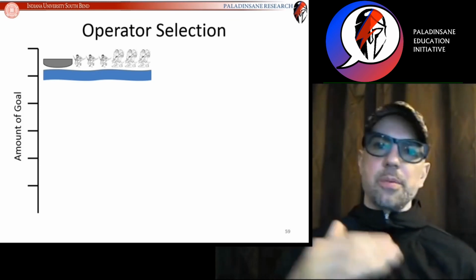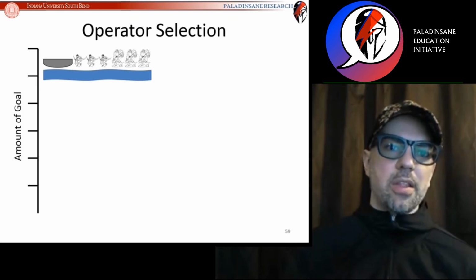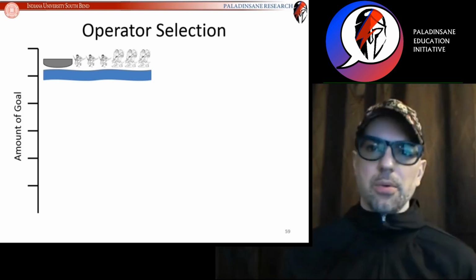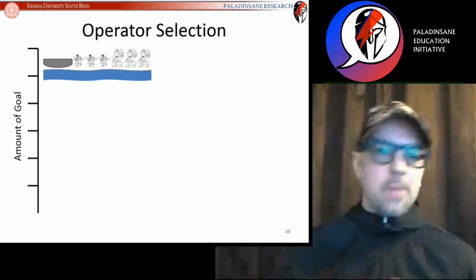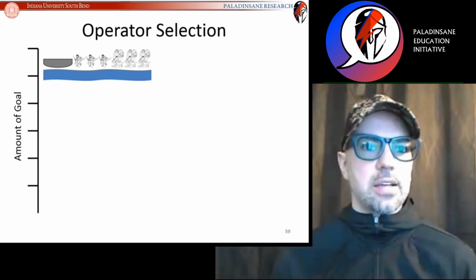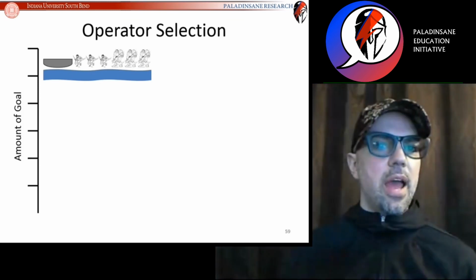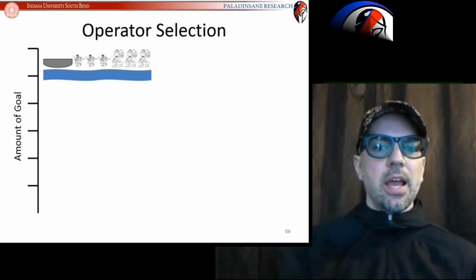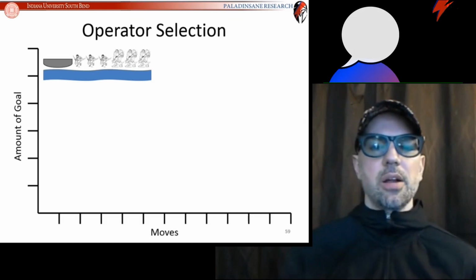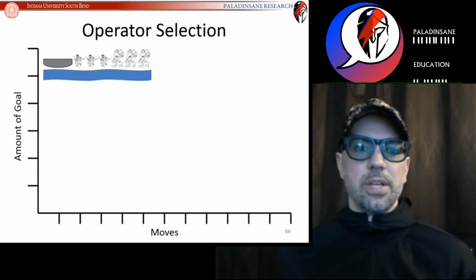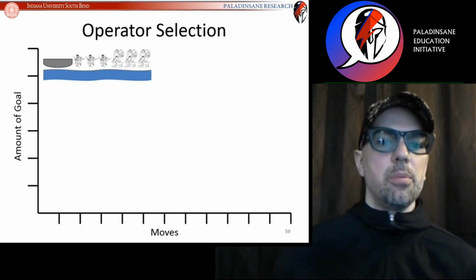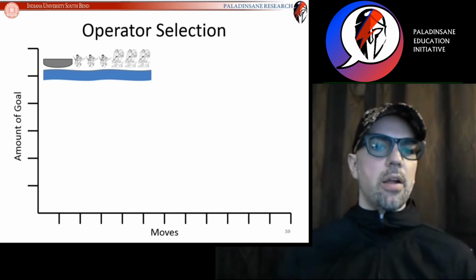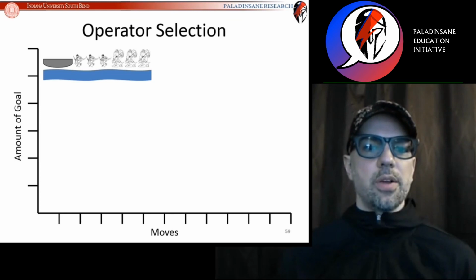So it can go anywhere from 0 to 6. The bottom part of that axis is 0. That's where we start the problem. Nobody's on the other side of the river. The top part of the axis is 6. That's where we end the problem. Everybody's on the other side of the river. And then down on the x-axis, we have the number of moves that we did. This is just a tracking of where we are in the problem in terms of how many moves we did. All right, so we're going to start off with move 0.